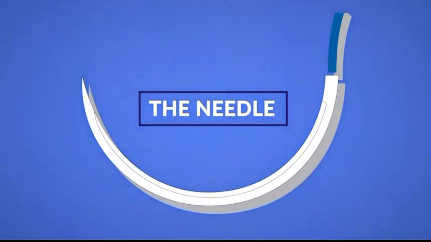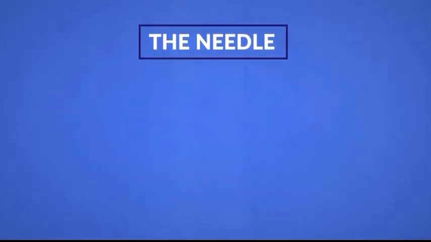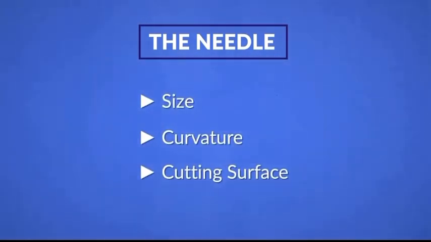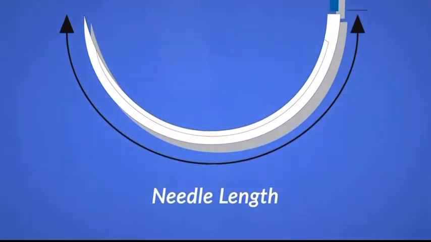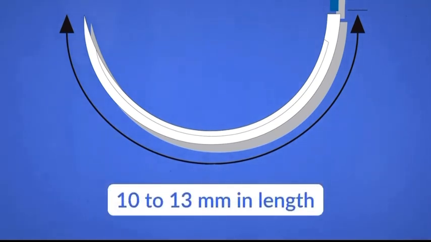Similar to the thread, the needle can be broken down and described by several attributes: the size, the curvature, and the cutting surface. Ease of use and tissue quality are going to be the deciding factors in needle selection. First, the needle size. This denotes the length of the needle. Smaller needles are between 10 to 13 millimeters in length. They are used for smaller wounds or more delicate tissues.